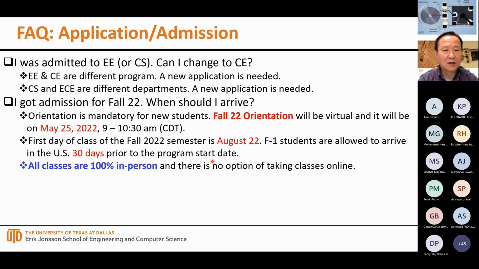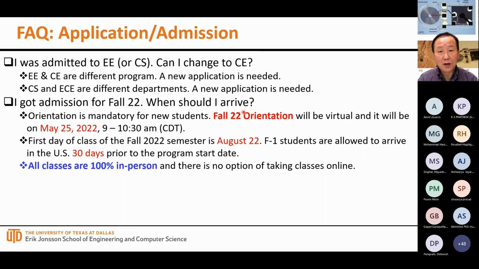Another common question from the fall 2022 admitted students is, when should I arrive? We will have the orientation, and orientation is mandatory for any new students. For the fall 2022 semester, orientation will be virtual, on May 25th, 2022, at 9 a.m. CDT, the same time as this information webinar. All newly admitted students and all students deferred to fall 2022 will be informed. But just in case you are not informed, you can always contact us.